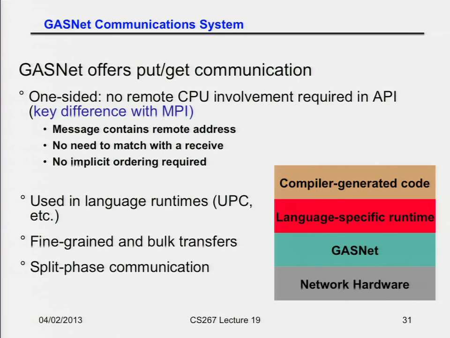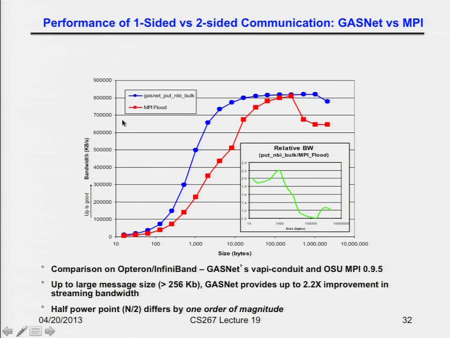So let me show you some more benchmarks. I want to compare how long it takes to send messages using GASNet as opposed to using MPI. Here is a plot of sending a very large chunk of data broken up into messages of various sizes. This is a log scale, so 10 byte sizes, 100 byte sizes, 1,000 byte sizes, up to huge messages. The vertical axis is the bandwidth that's gotten, so up is good. The blue is GASNet, and the red is MPI.